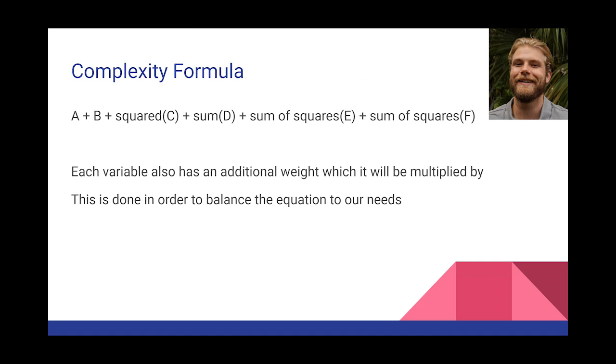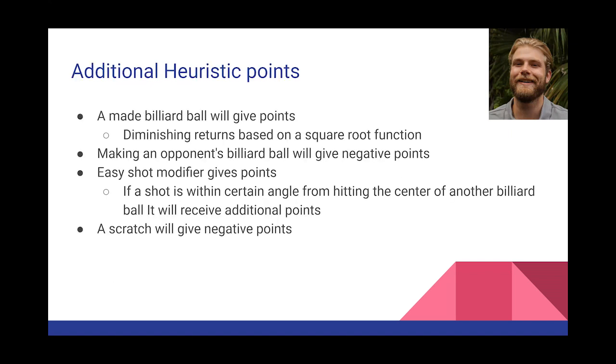In addition to adding these scores together, we also have an additional weight which will be multiplied by each of these. This is done in order to balance the equation to our needs. Additional points on the heuristic-based system are that a billiard ball made will give points. There's a diminishing return based on a square root function, so making more balls will not be a linear gain in points. Making an opponent's billiard ball will also give negative points. And there's an easy shot modifier, which will give more points for shots that hit in the center of another billiard ball. A scratch will give negative points.